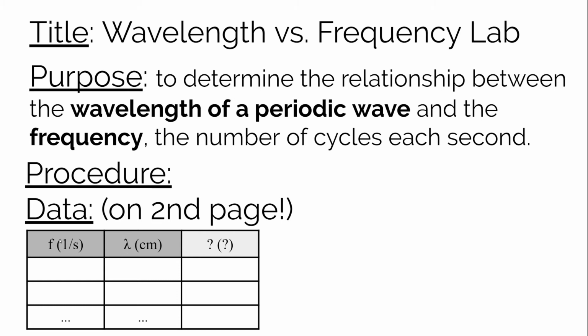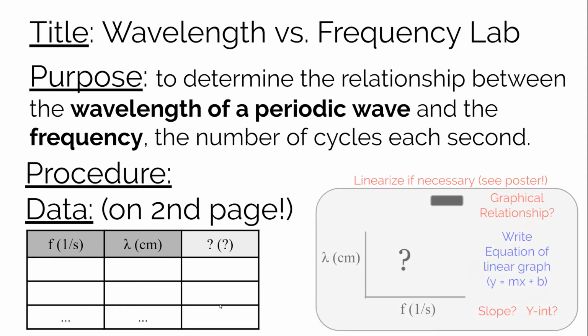For each frequency, I want you to measure what the wavelength is. Just use the ruler in the simulation, and that's going to be measuring the wavelength in centimeters, and we'll just leave it as that. And I want you to add an extra column in case you need to linearize your graph.